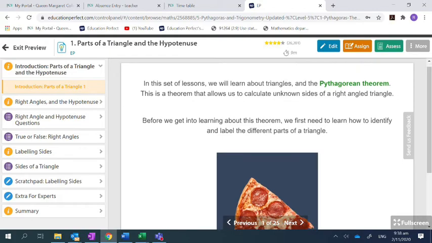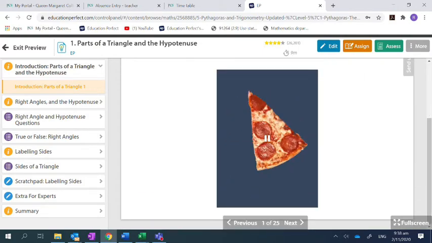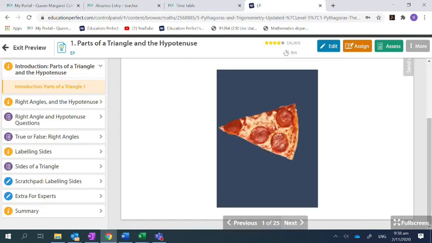In the complete lesson, not today, we'll be learning about what's called the Pythagorean Theorem. The Pythagorean Theorem is just a way of finding the length of a missing side if you know two of the other sides. Again, we'll talk about that later. But first, before we do that, we need to talk about the parts of a triangle.